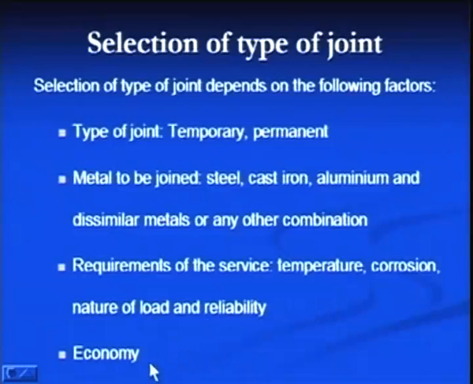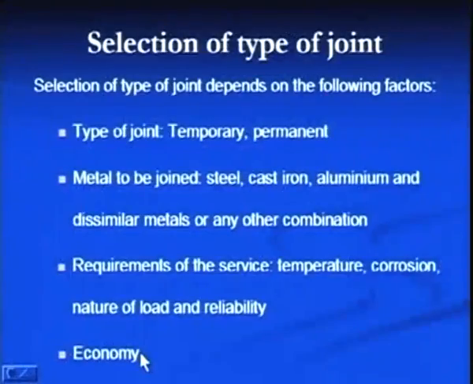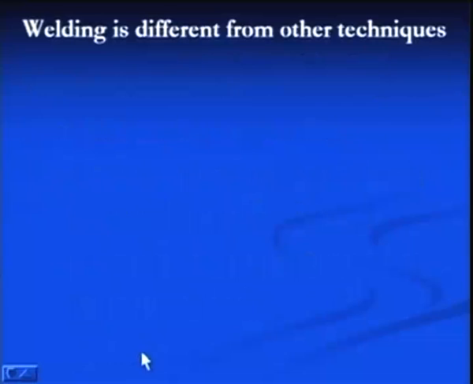Last but not least, it is also important to see the economical aspects, because the purpose of engineering in any form is to complete the activities with the minimum use of resources. So, such a joint which can perform the desired function and can be produced at low cost should be selected. So, that is the role of the economy. The joint which can perform a desired function and can be produced economically should be selected.